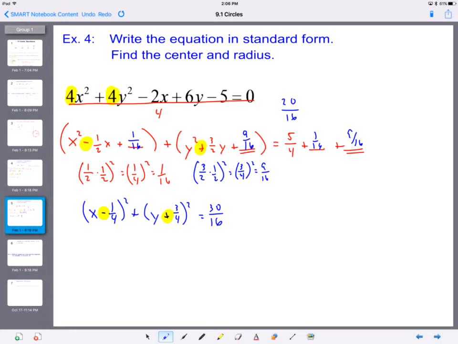Okay, and so there's the equation. Yes, 30/16 can be reduced, but I'm going to leave it like that because when I go to find the center, it's going to make it a lot easier. The center is 1 fourth comma negative 3 fourths.